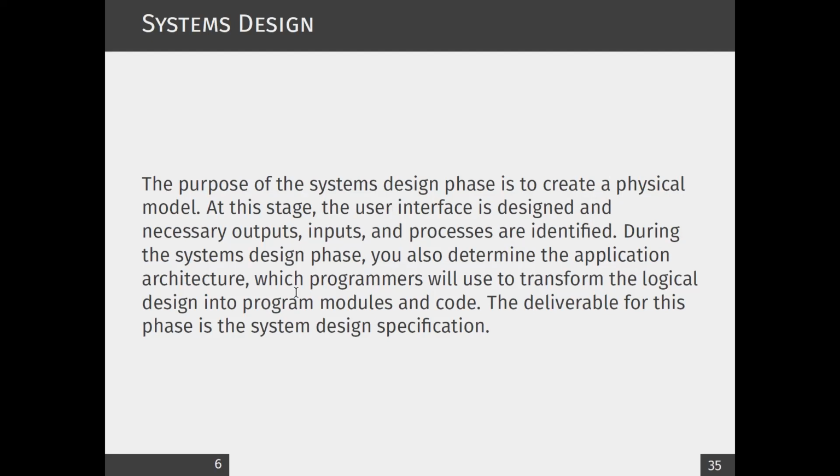So what really happens in the design stage? We can design user interfaces. You can identify what the outputs, inputs, and processes are. And during the system design phase, you can determine the application architecture. For example, if you're using client-server or cloud-based architecture, how exactly you are going to implement your system, right? And also which programming languages programmers will use to transform the logical model into program modules and code. So basically the outcome of this phase will be the system design specification. Right. Okay.